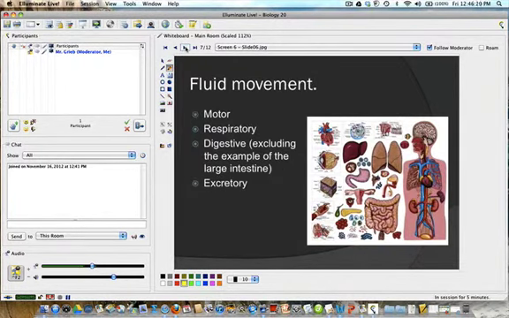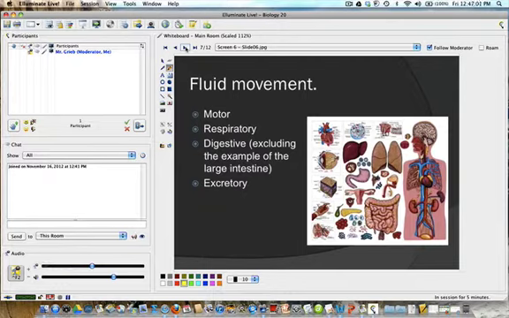So fluid movement is important for all different organ systems, like your muscles. The muscles have to get rid of waste products like carbon dioxide, and they have to get nutrients like oxygen and glucose. Muscles sometimes might have to get rid of something like lactic acid if they've been functioning in an anaerobic capacity. In the respiratory system, you have oxygen going from the lungs into the capillaries in the lungs, and carbon dioxide going out into the alveoli and breathed out.